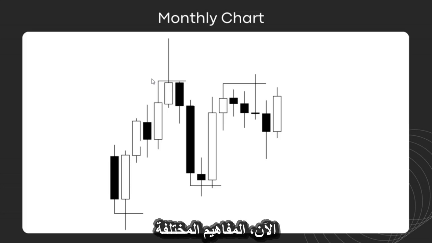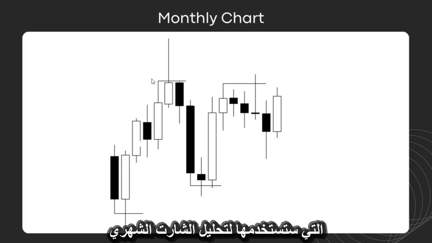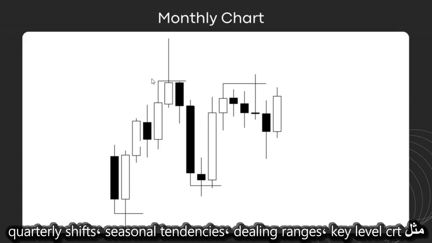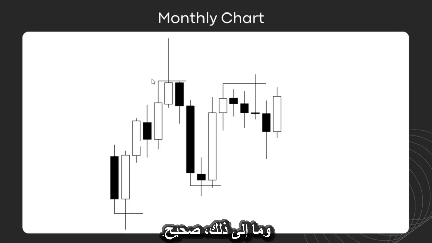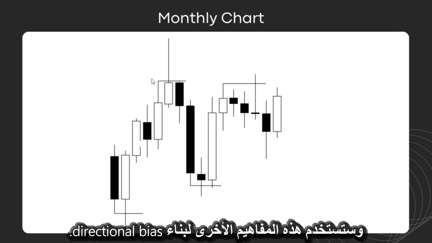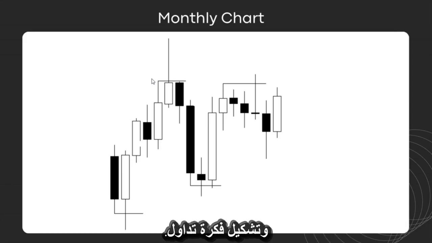Now, the different concepts that you're gonna use to analyze the monthly charts in order to come to a conclusion about the directional bias that you're gonna trade are concepts such as quarterly shifts, seasonal tendencies, dealing ranges, key level CRT, and so on, right? Now, quarterly shifts and seasonal tendency are going to help you build a narrative, and you're going to use these other concepts to build a directional bias and frame a trade idea.